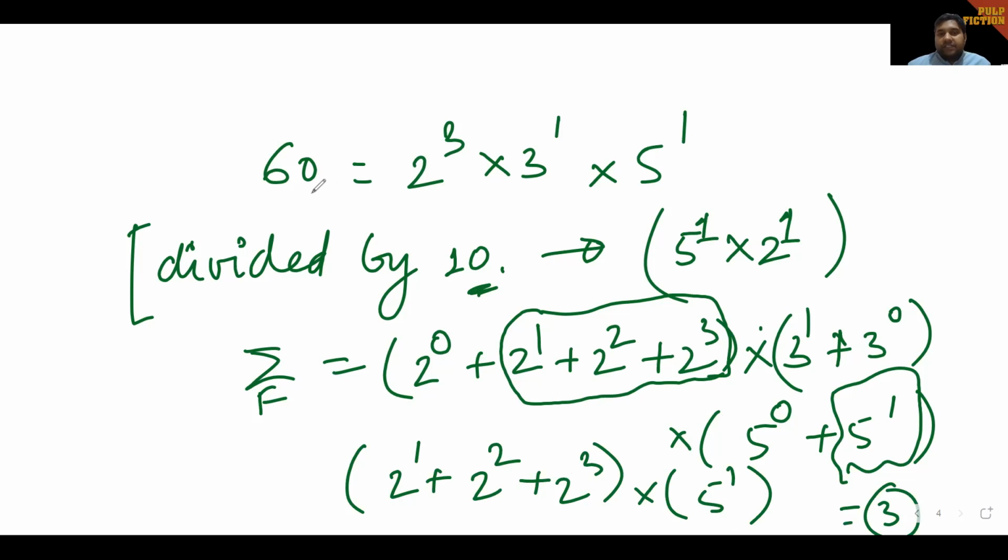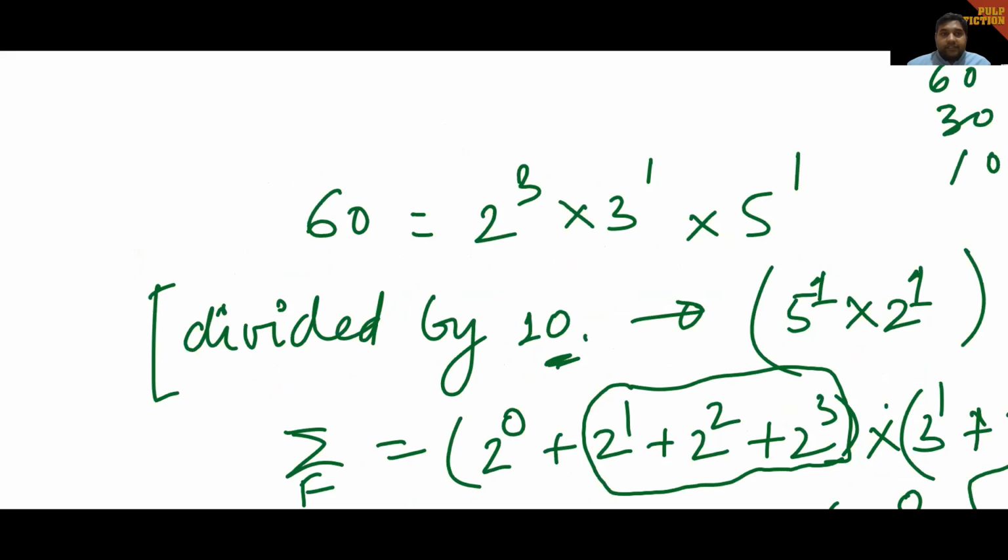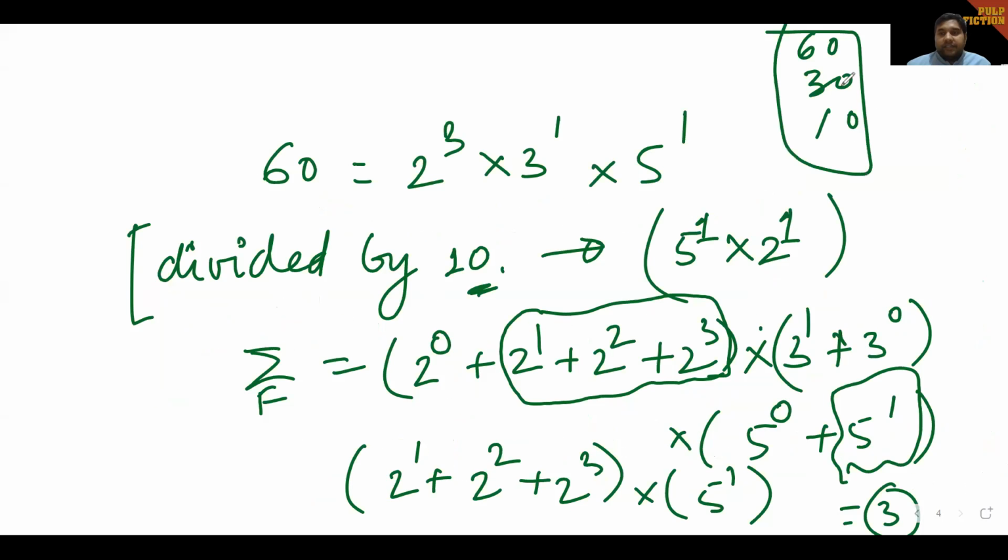How many factors of 60 are divisible by 10? 60 is one, 30 is another, and then 10 is another. Correct? These 3 factors, 60, 30 and 10, are all divisible by 10. Correct? And there are 3 such factors. So that is the way to approach sum of factors and number of factors when conditions are applied.